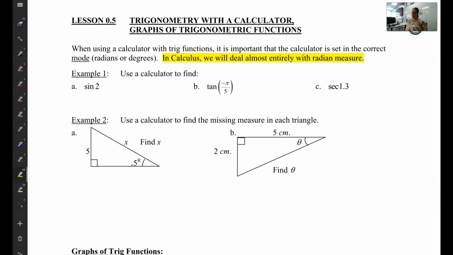Welcome to lesson 0.5. This is trigonometry, but hey, this time you get to use a calculator. And we're also going to do some graphs of trig functions. So we're going to start pretty easy. One quick mention really quickly right here.